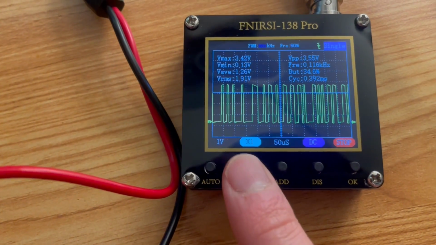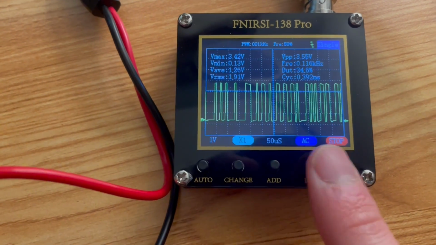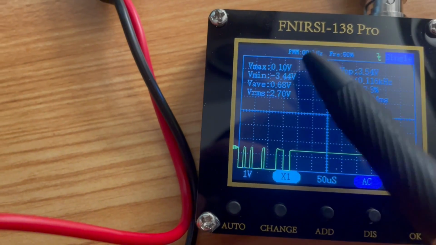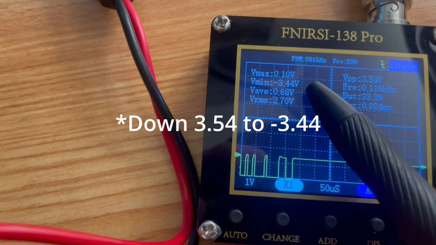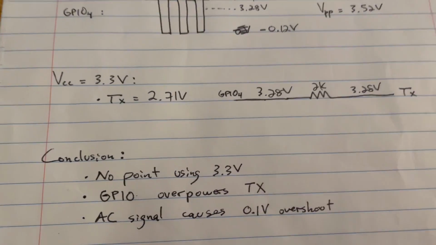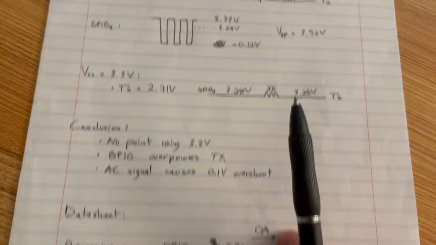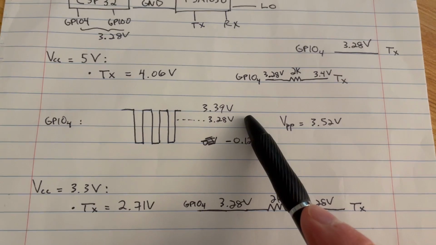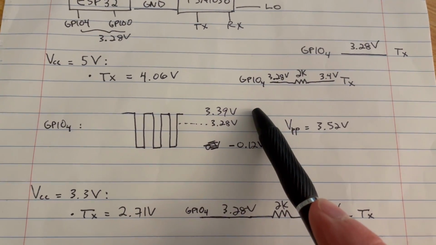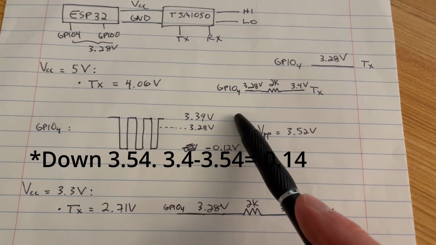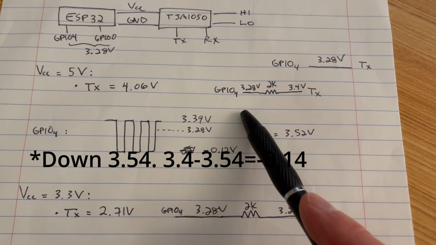And to finish off this analysis, let's look at the pure AC component of this signal. So let's look at the value. It's going up by 0.1, and then it's going down 3.44, to get a peak-to-peak voltage of 3.55. Now, we already know that the value of the GPIO pin is about 3.28. So what is 3.28 plus 0.1? It's about 3.39, okay. And then we know that it's going to go down about 3.44. So what is 3.4 minus 3.44? Well, it's about zero.